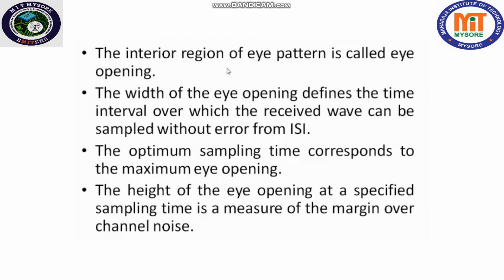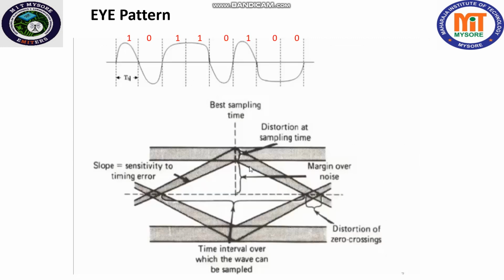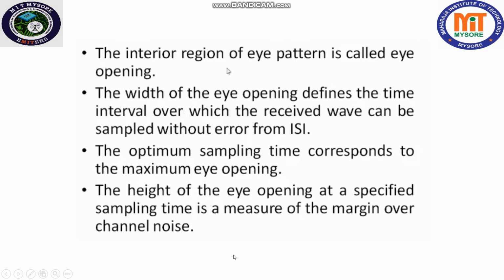The same has been explained over here. I will just go through the points. The interior region of the eye pattern is called eye opening. The width of the eye opening defines the time interval over which the received wave can be sampled without error from ISI. So this width gives us where we can sample so that there is no ISI. That is at the maximum width point, halfway between this width, we can sample so as to get no ISI. And the optimum sampling time corresponds to maximum eye opening.